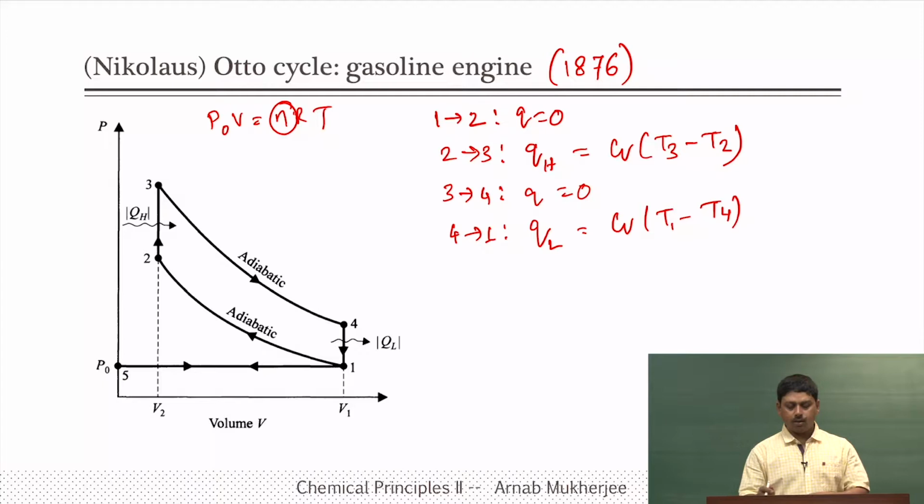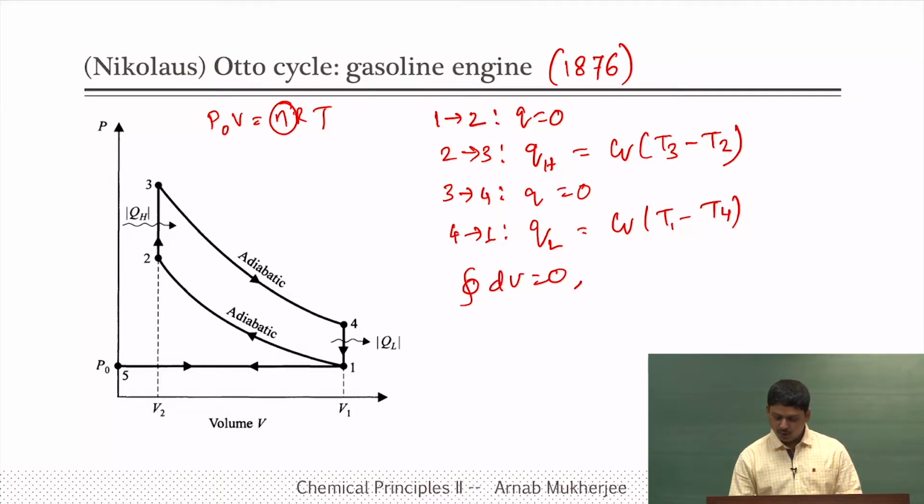Now, you see I have not done the work done and all, because we know that for any cyclic process the change in U is going to be 0. If it is 0, then we know that Q equals minus W. So, the total work done by the system is nothing but the negative of the total heat, or the total work done by the system is just the heat. So, we know for a cyclic process your change in U equals 0. Therefore, total work done by the system is nothing but the total heat.